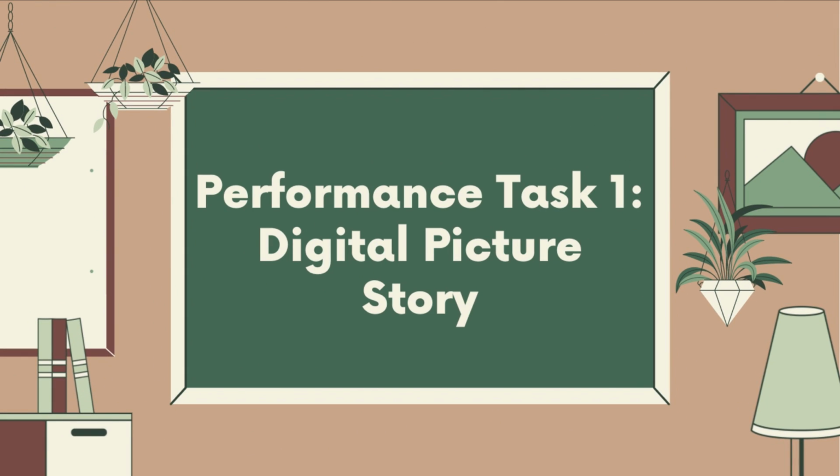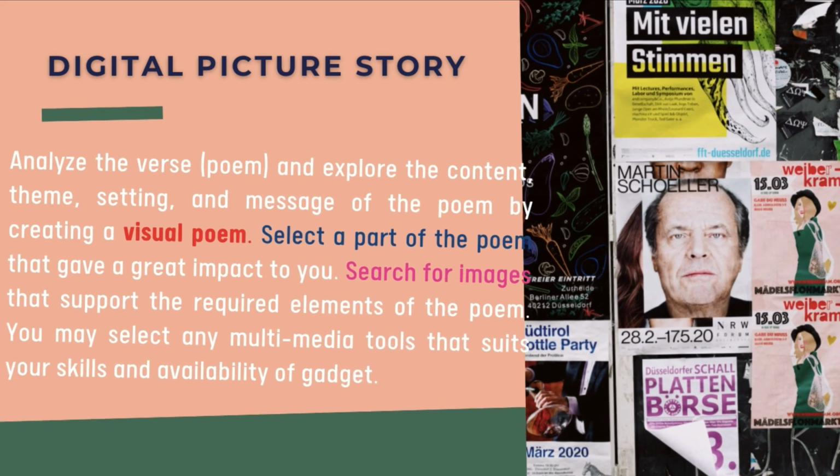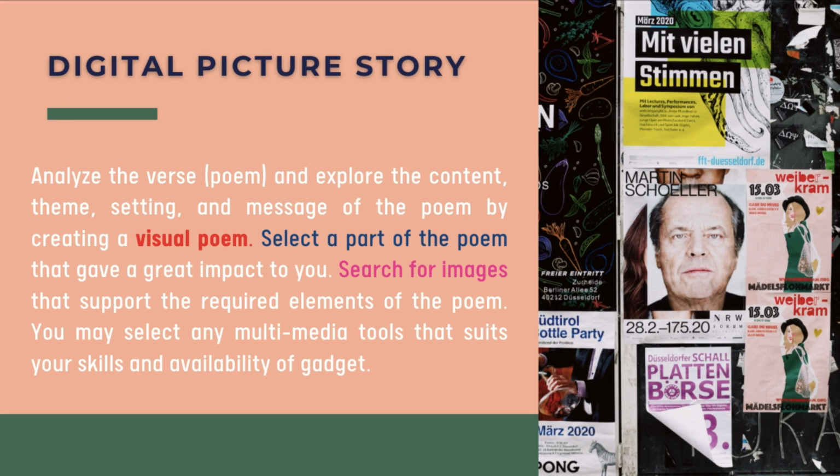Next, for performance task number 1, you will be making a digital picture story. How are you making this digital picture story? Follow these directions. Analyze the verse or the poem in the module and explore the content, theme, setting, and message of the poem by creating a visual poem. Select a part of the poem that gave a great impact to you. Search for images online that support the required elements of the poem. You may select any multimedia tools that suits your skills and availability of gadget.